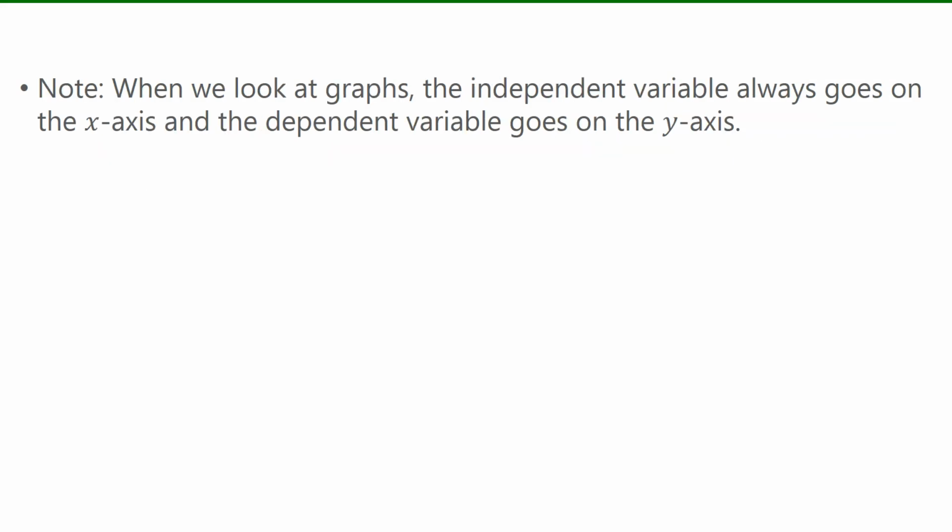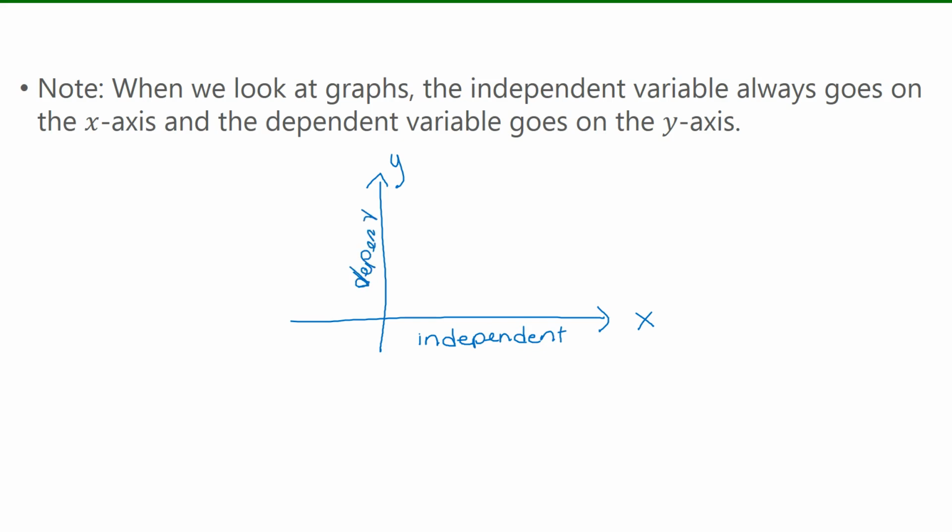Now here I just got a little note to say that if you were presented with a graph as opposed to an equation or situation, then the way we can identify the independent and dependent variables is that the independent is always on the x-axis and the dependent is always on the y-axis. So that's how you can identify the variables, or if you had to draw a graph, that's where you would place your variables.